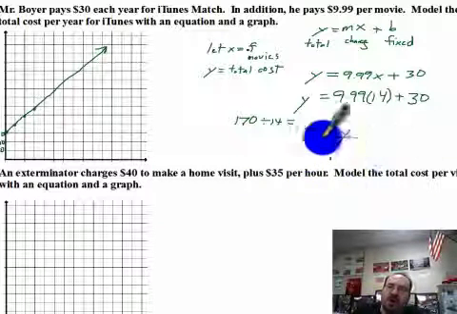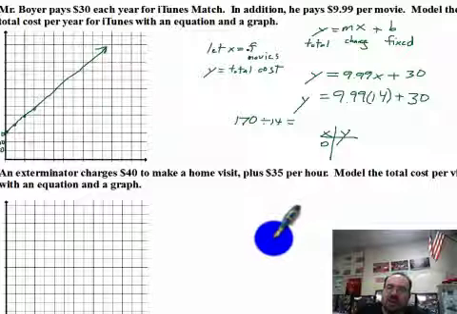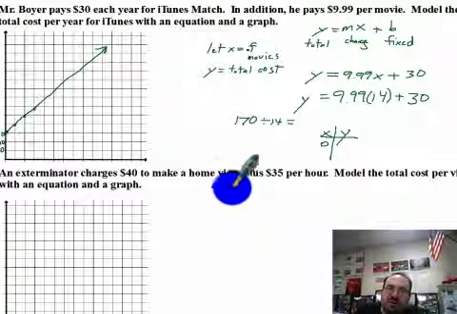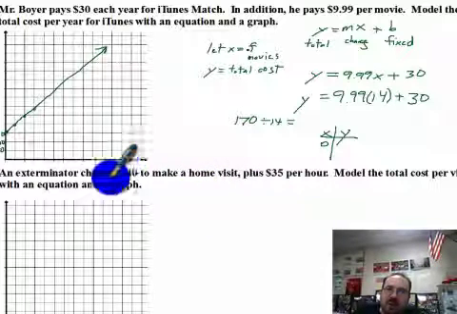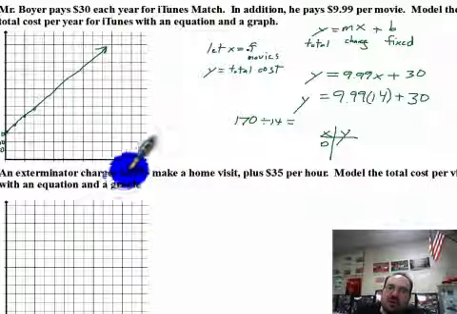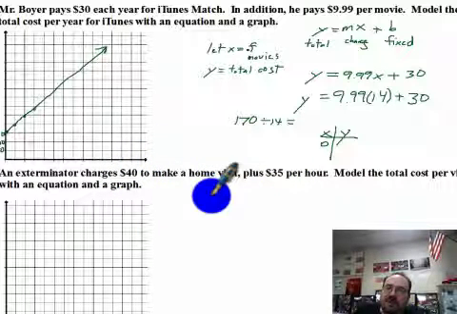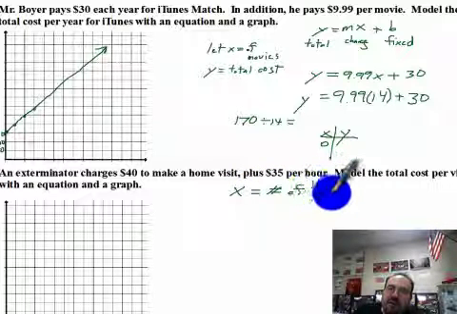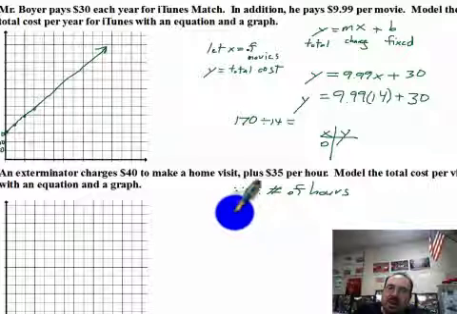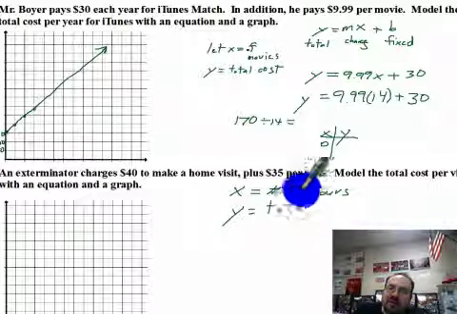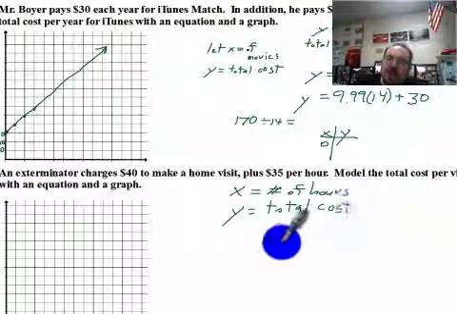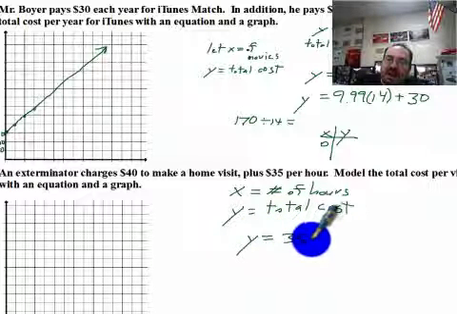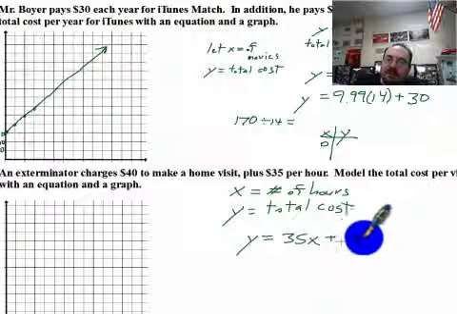Okay, so I should have made a table there, but I just kind of did a rough sketch for you because I didn't want to take too much of your time with this. Next one, an exterminator charges $40 to make a home visit plus $35 an hour. So if X is equal to the number of hours, as it often is, and Y is the total cost of the visit, then the equation would be Y equals 35X plus 40.